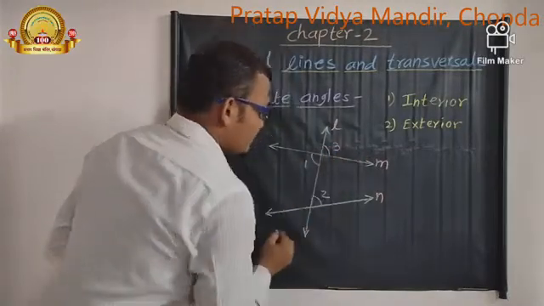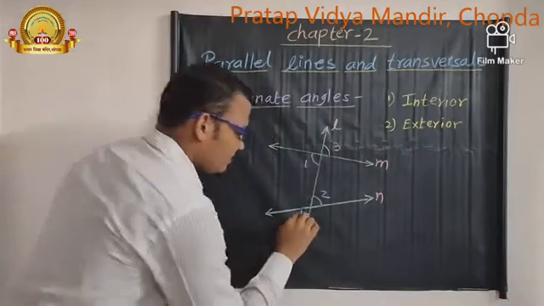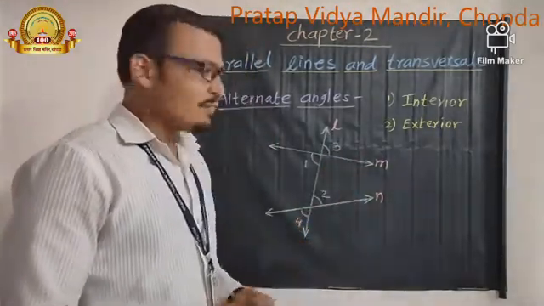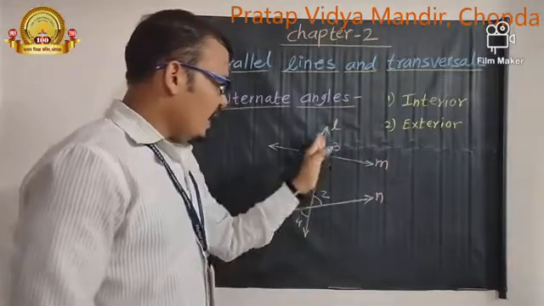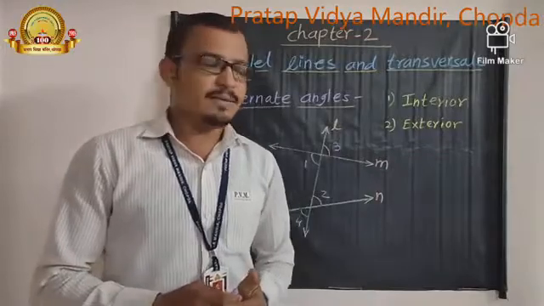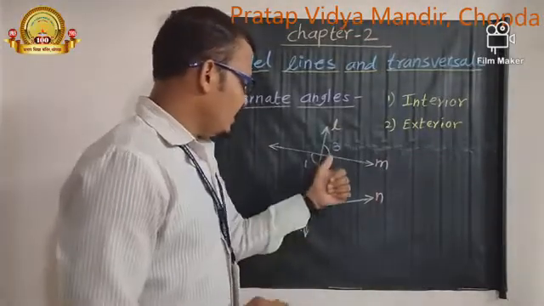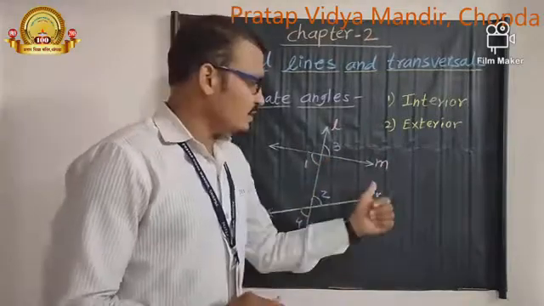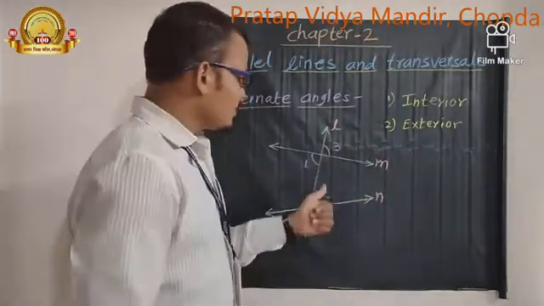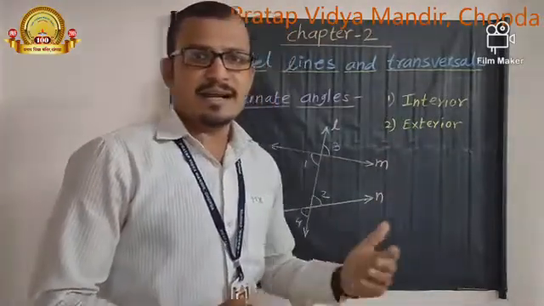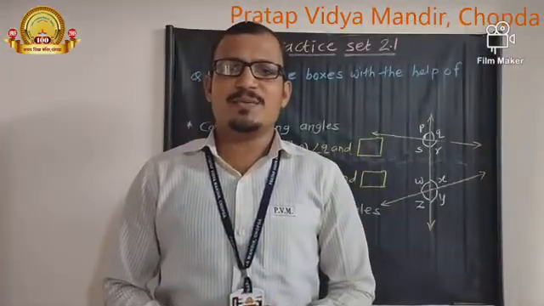But if we take two more angles, angle 3 and angle 4, now angle 3 and angle 4 are also on the opposite side of transversal L, but here angle 3 and angle 4 are outside of given lines, line M and line N. So angle 3 and angle 4 are the exterior alternate angles. We can easily solve our practice set 2.1.